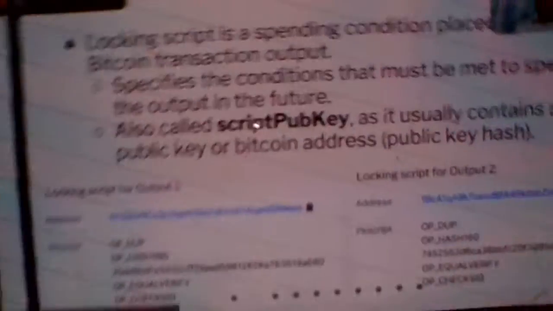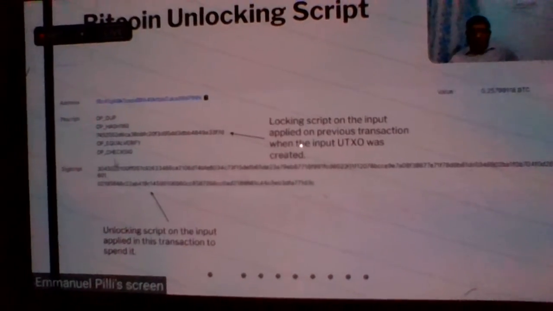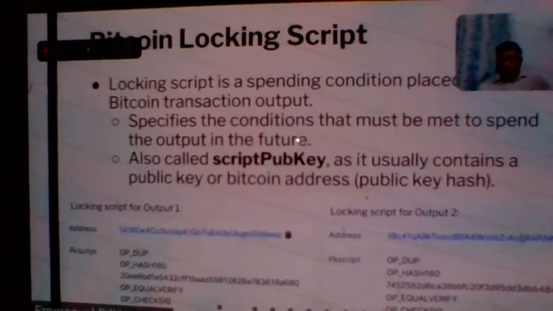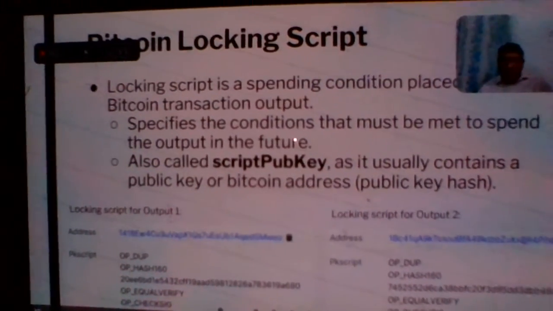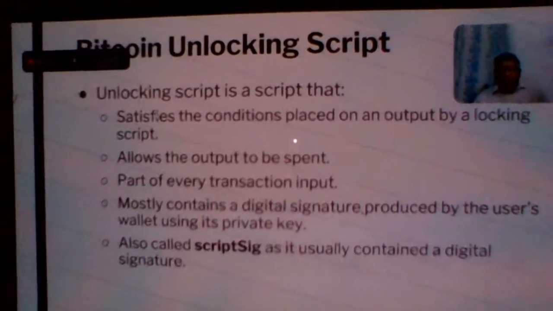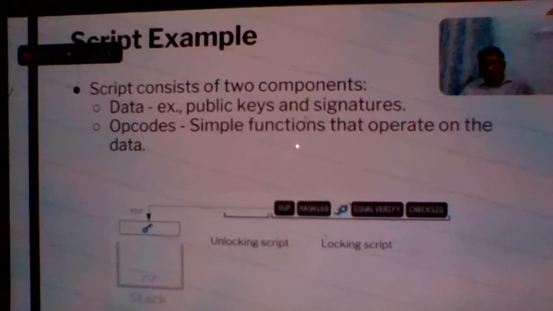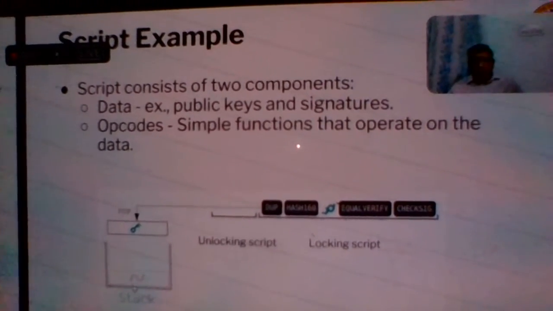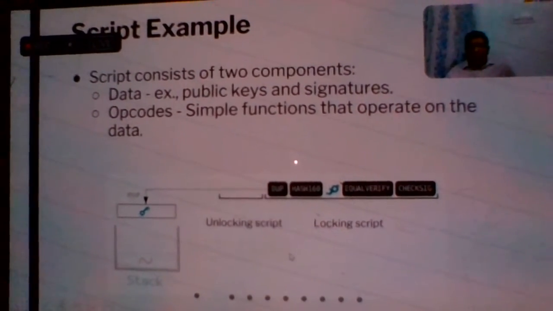As you understand, this is an unlocking script. So you look at the locking script. This is the locking script, and similarly you will have this one. This is the locking script, and this is the unlocking script. So this is what happens. Now, how do you understand the script? A script consists of two components. One is data, that is public keys and signatures, and then some opcodes, which are simple functions that operate on the data. So you have a stack kind of mechanism. There is an unlocking script and there is a locking script.